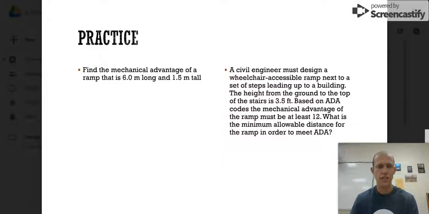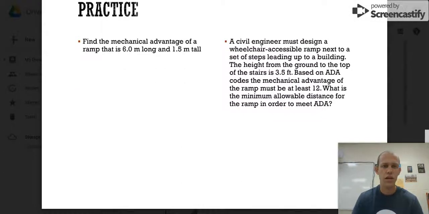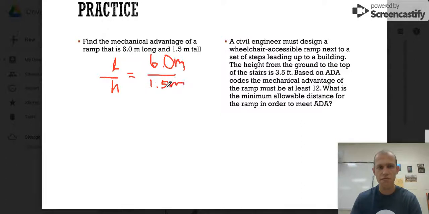Find the mechanical advantage of a ramp that is 6 meters long and 1.5 meters tall. So we take the length divided by the height. So length divided by height. The length is 6 divided by the height of 1.5. How many times does 1.5 fit into 6? 4 times. So you have a mechanical advantage of 4.